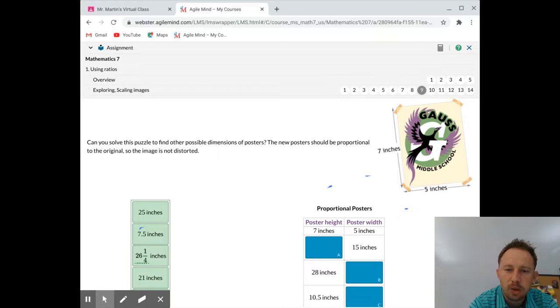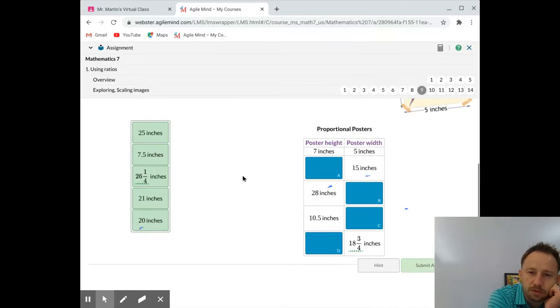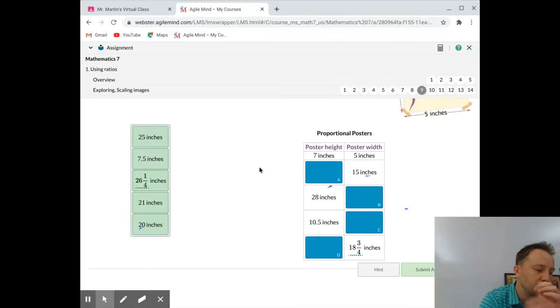So let's look at what we got. It says we want to create some proportional posters using the information from the puzzle. All right, so what I want us to do is suggest a possible number and tell me where to drag it to on the puzzle to see if we have the right answer, okay?